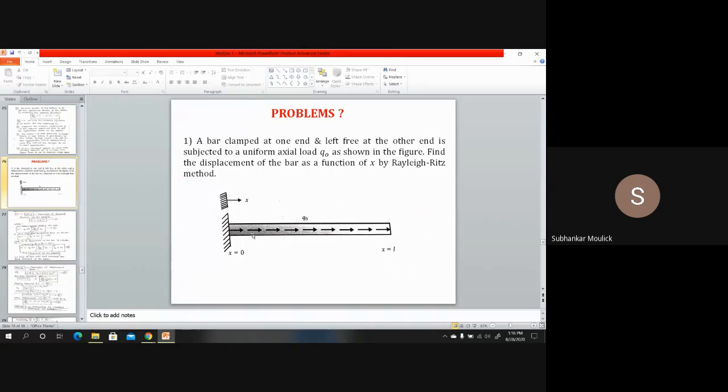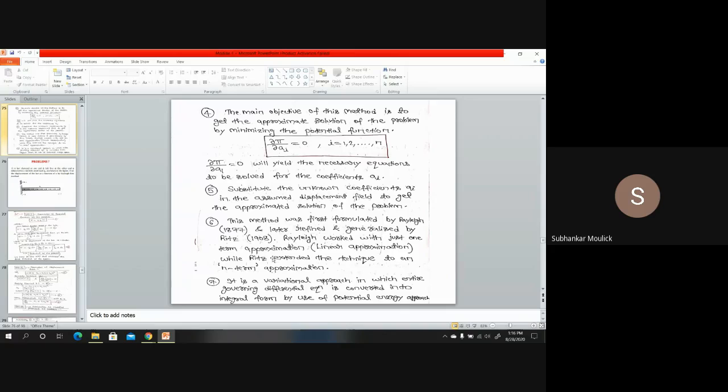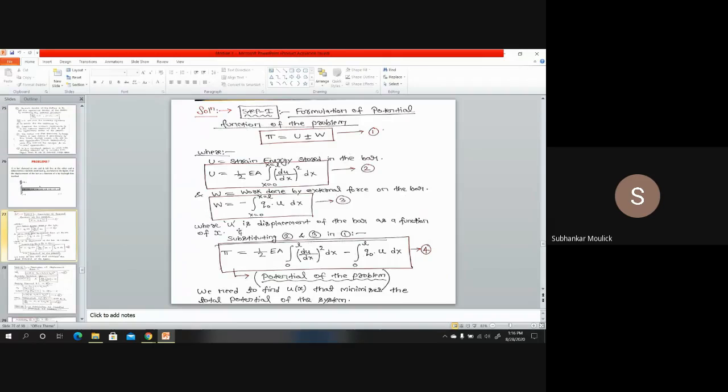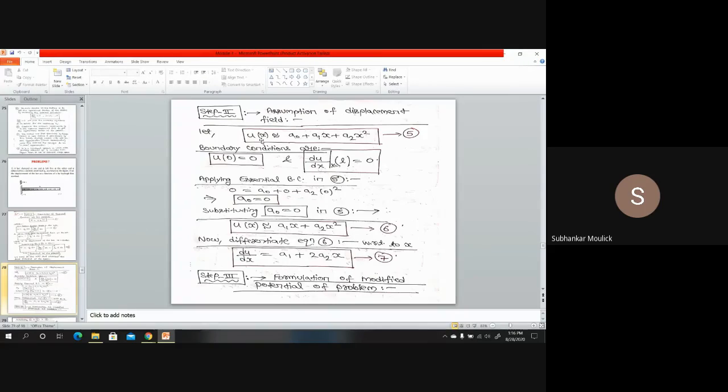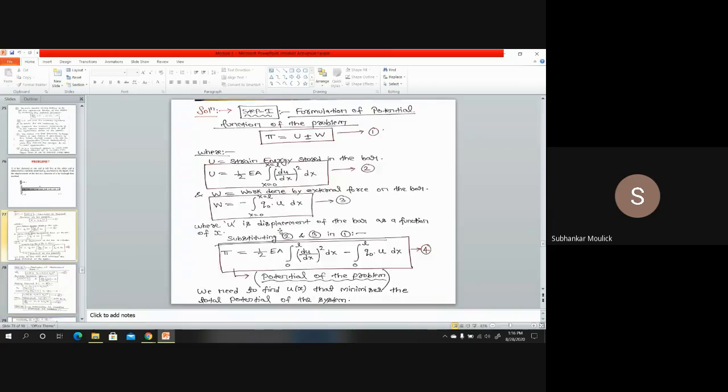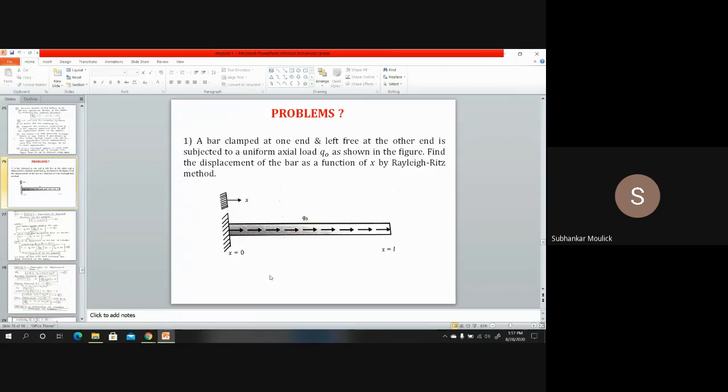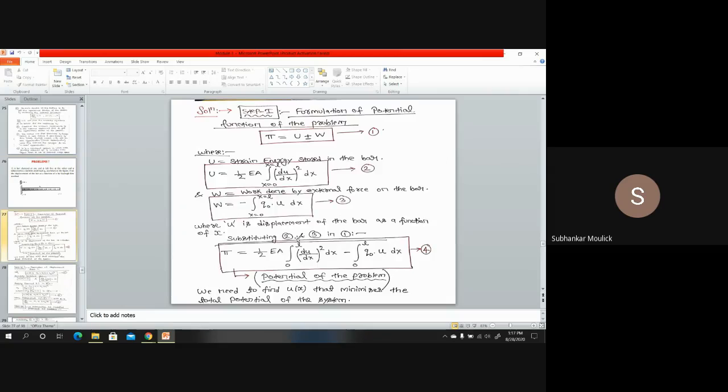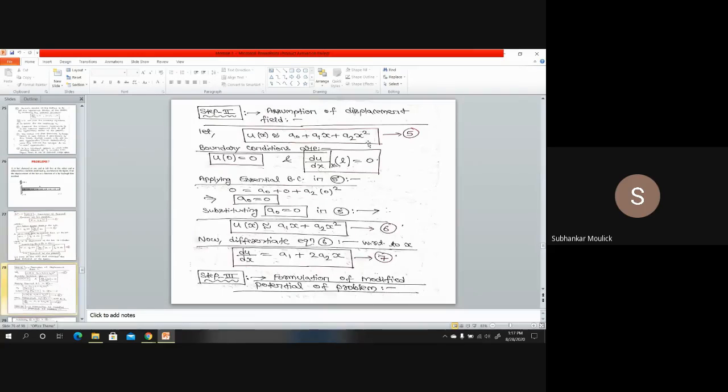In this problem, if you remember, in the last class we generated the potential of the problem in terms of an integral equation, and our aim was to minimize this potential. In order to minimize the potential, first we assumed a displacement field. From the diagram, it is clear that the chosen displacement field is a polynomial function. We took a higher order polynomial, that is, a second order polynomial function.